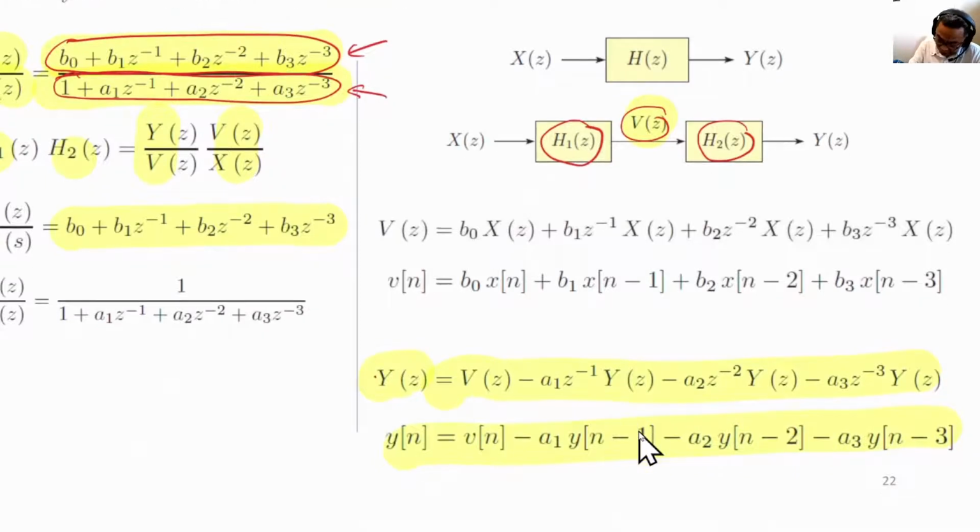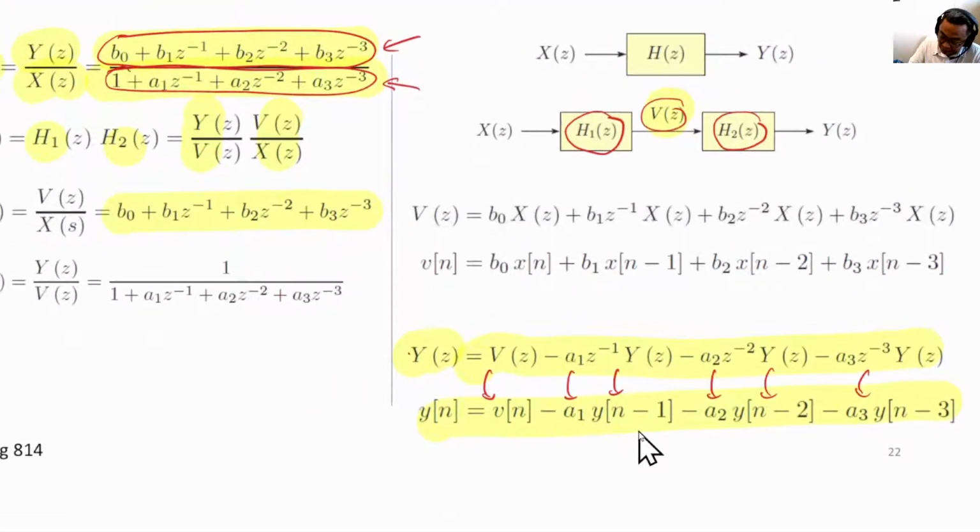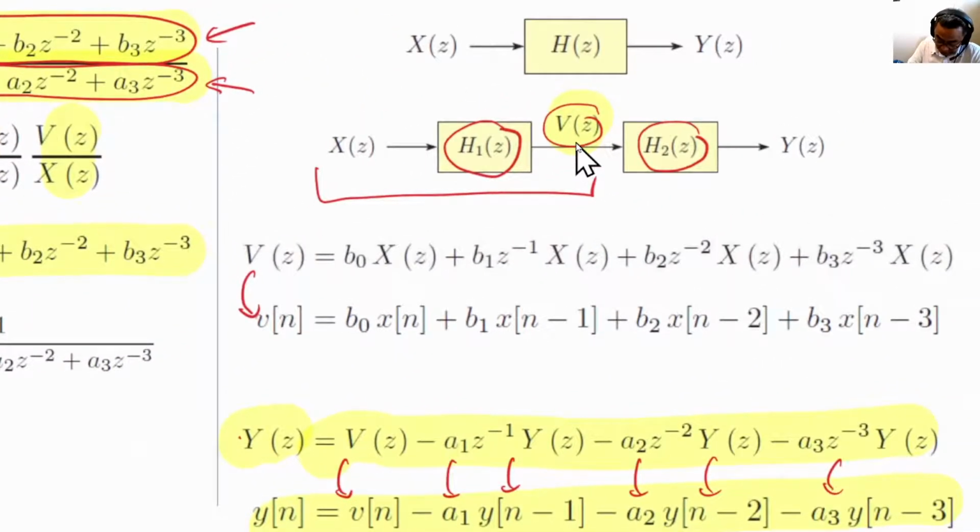And therefore, y of n is simply v of n, minus a1 times y of n minus 1, minus a2 times y of n minus 2, and minus a3 times y of n minus 3. And similarly, if we are only focusing on V of z and X of z in here, then taking the inverse z-transform, v of n is this: X of z is of course x of n, z minus 1 times X of z is x of n minus 1, z minus 2 times X of z is x of n minus 2, and so on and so forth with their respective constants.